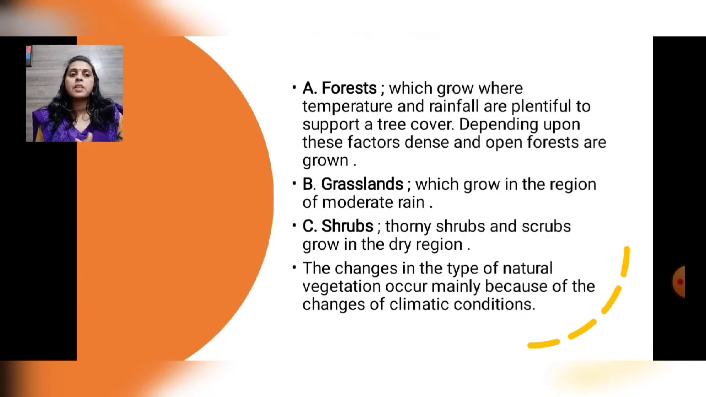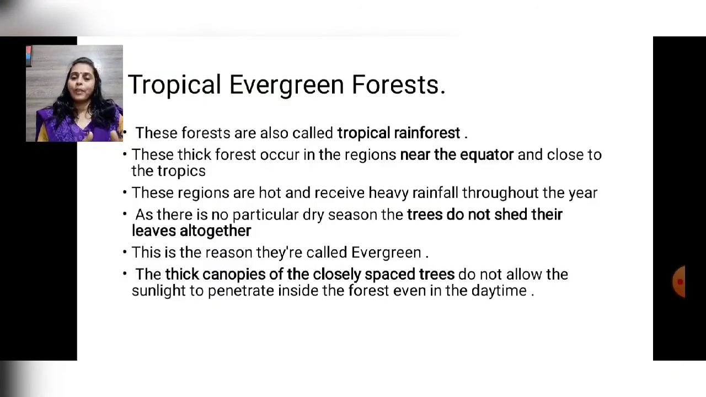Second come the grasslands that grow in regions of moderate rain, neither too much nor too little. That is moderate. The grasslands grow especially in the USA and in the Western countries. And the shrubs, thorny shrubs and scrubs. Scrub means thorny, which grow in dry regions. The change in the type of natural vegetation occurs mainly because of changes in climatic conditions. So now we'll see the forest one by one in detail.